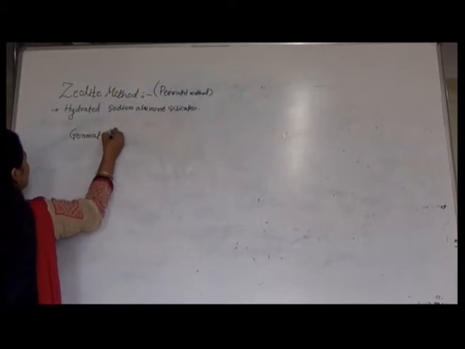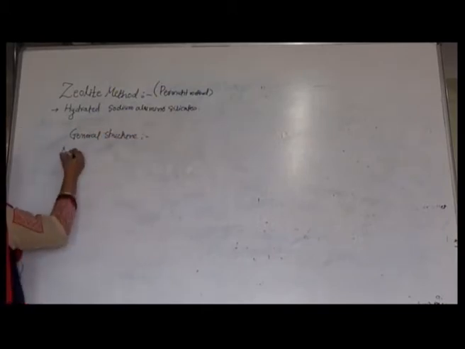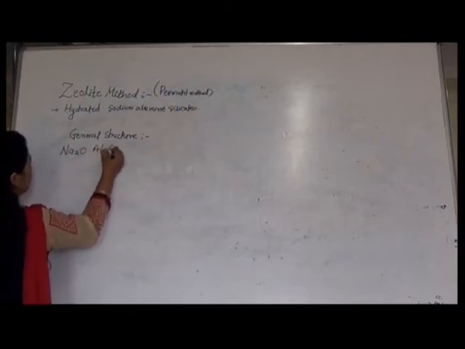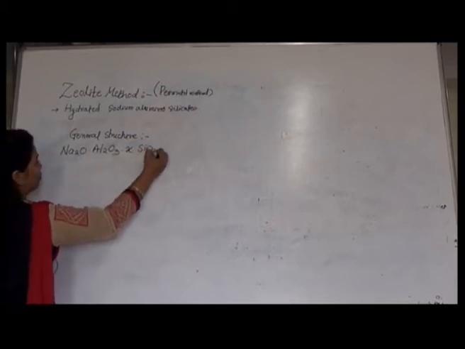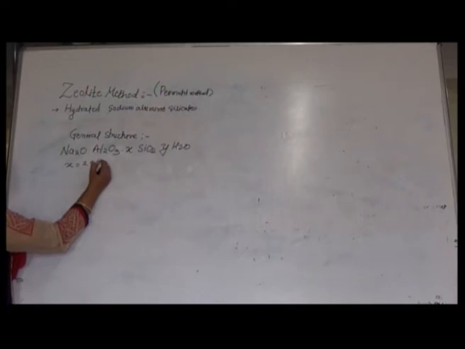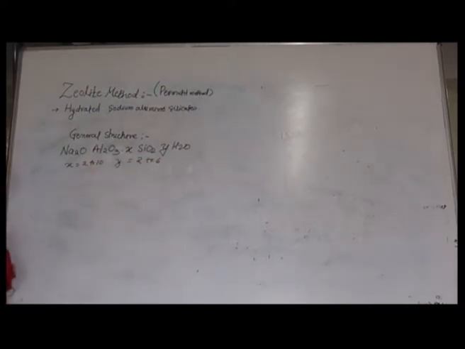the general structure of zeolite is Na2O, Al2O3, x SiO2 and y H2O. So we can say it's a hydrated sodium alumina silicate. Here x is equal to 2 to 10 and y is equal to 2 to 6.